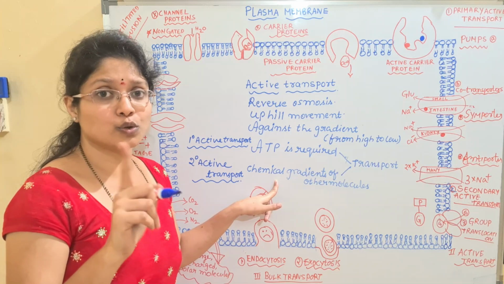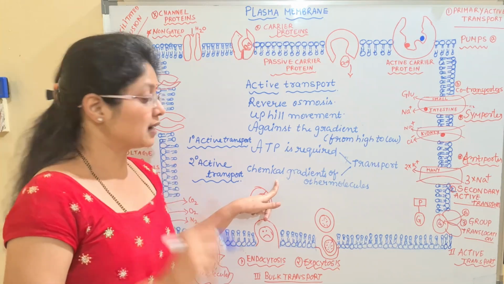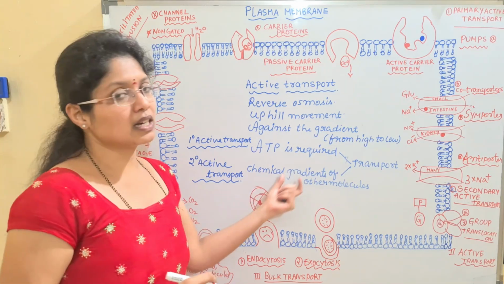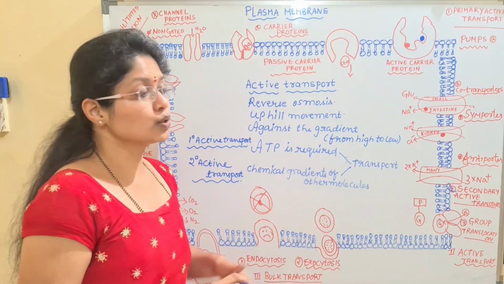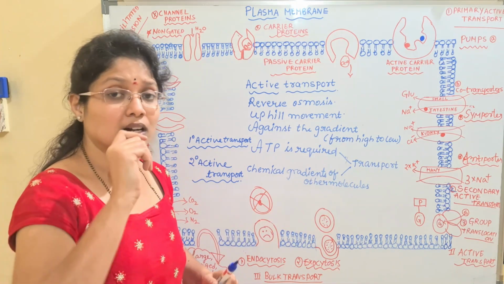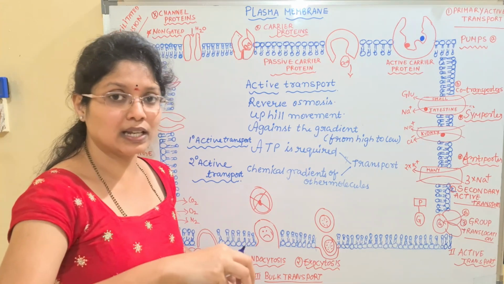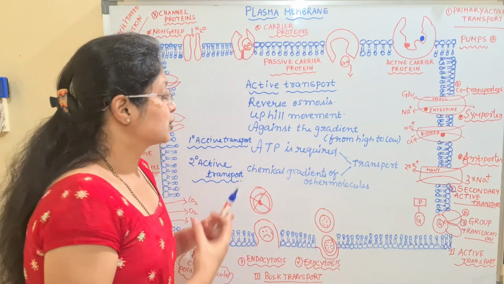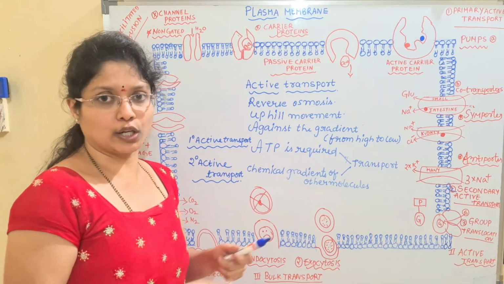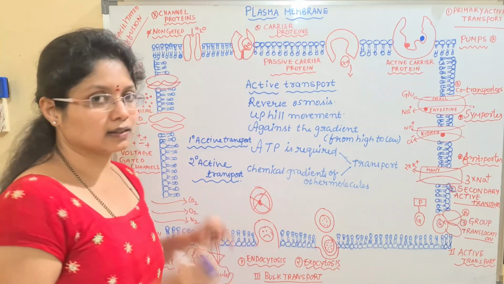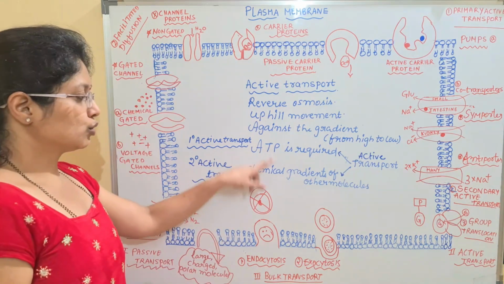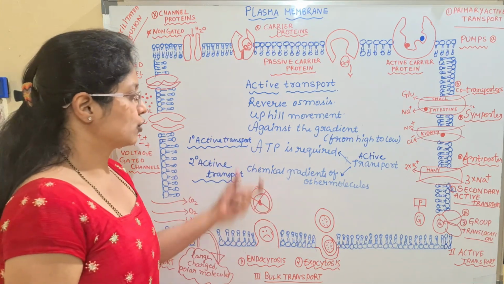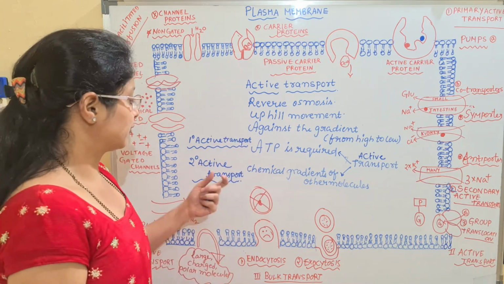So ATP is not the source of energy, but the source of energy is different, which is the chemical gradients of other molecules which are moving downhill. There are certain molecules which will move downhill, which will help in sharing this energy with other molecules. Okay, so that is regarding the secondary active transport. So these are the important requirements, or you can say the basic features of the active transport.